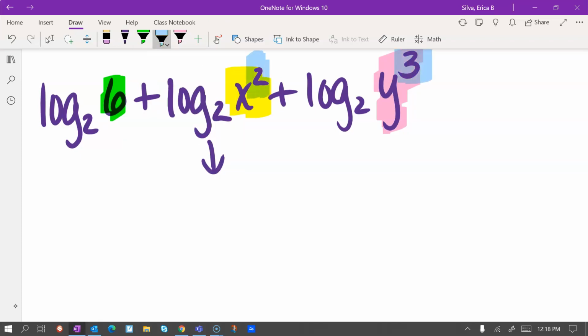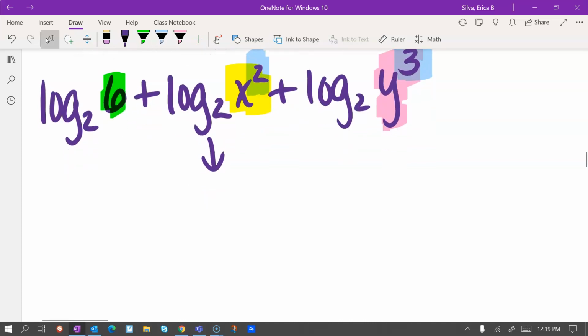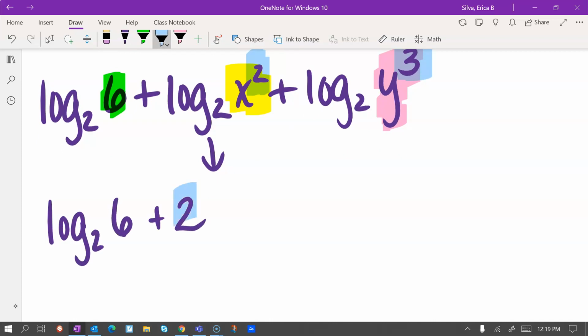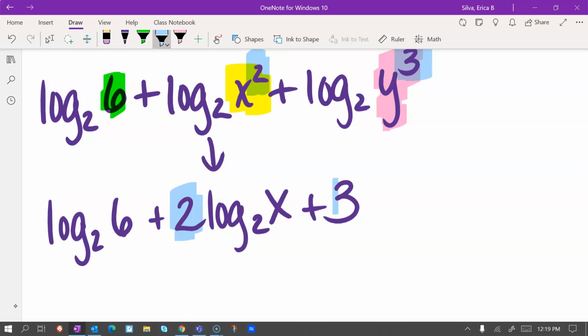And this one also has an exponent. So those two numbers need to go in the front. Let's go ahead and rewrite the whole thing. Log base 2 of 6 plus 2 log base 2 of x plus 3 log base 2 of y.